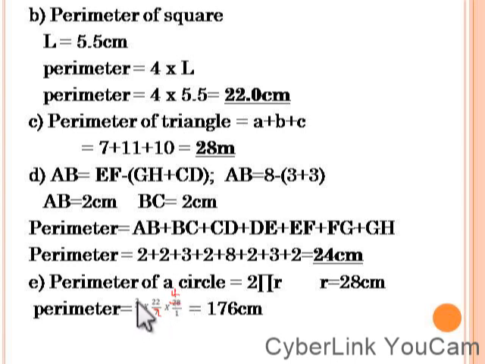Alright, so we now have these numbers left. That is 2 times 22 times 4, which will give us what? 176. 2 times 22 is 44. 44 times 4 will give us what? 176 centimeters.